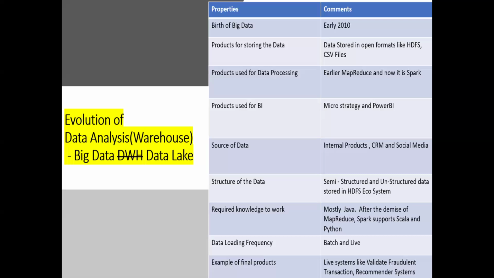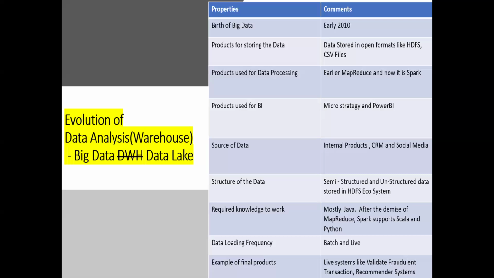MicroStrategy and Power BI tools also got invented after this, to manage the huge amount of data to build dashboards. Social media data also got added to the sources of data, along with internal products and CRM data. Sentiment analysis, for example, is one type of application that people extensively started using. Data varieties were added from structured to semi-structured and unstructured data. The required knowledge was mostly Java, because people who knew Java easily learned this big data framework, as all big data frameworks were written in Java.